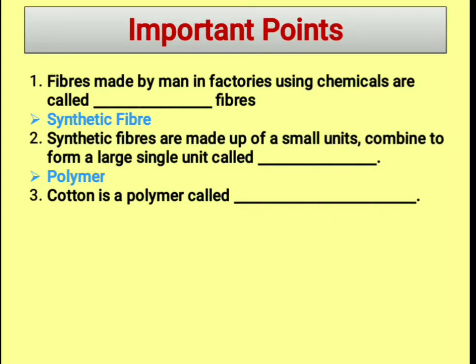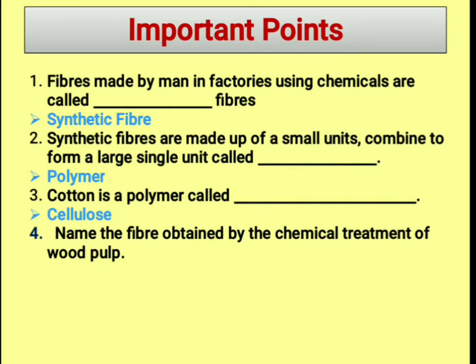Cotton is a polymer, so I already told, even natural fiber, cotton is a natural fiber, even that is made up of monomer and joined to form polymer. So which is the polymer of cotton? The polymer of cotton is cellulose. It is cellulose. Then which is the monomer of this cotton? The monomer of the cotton is glucose. So glucose joined together to form cellulose.